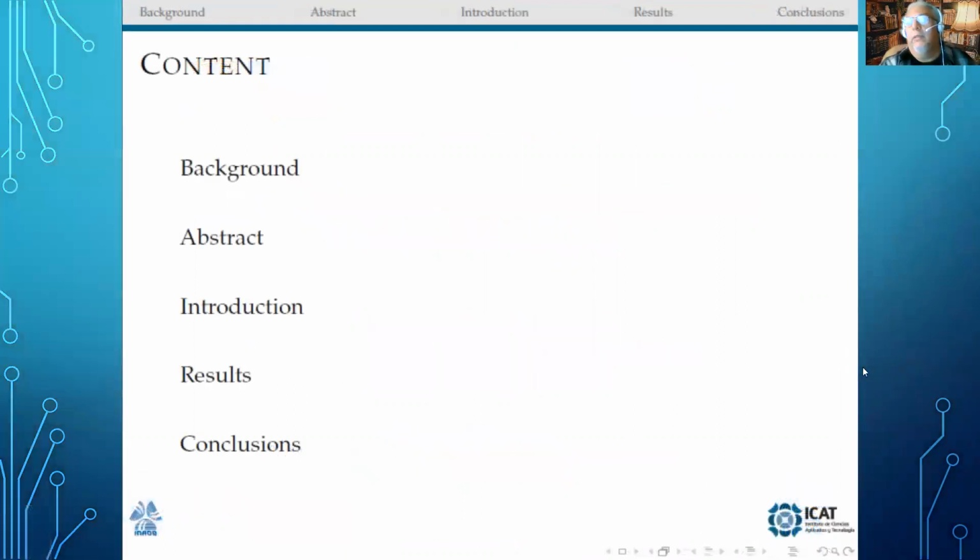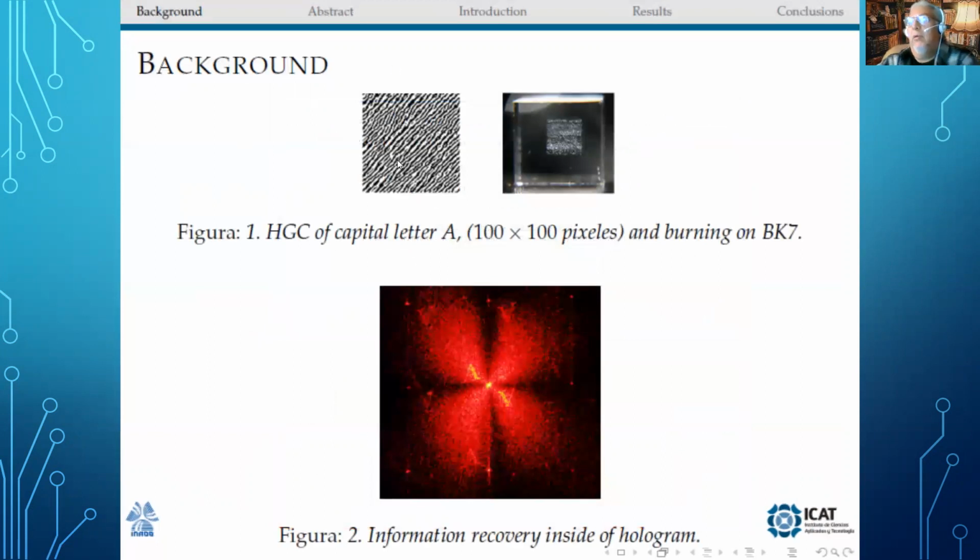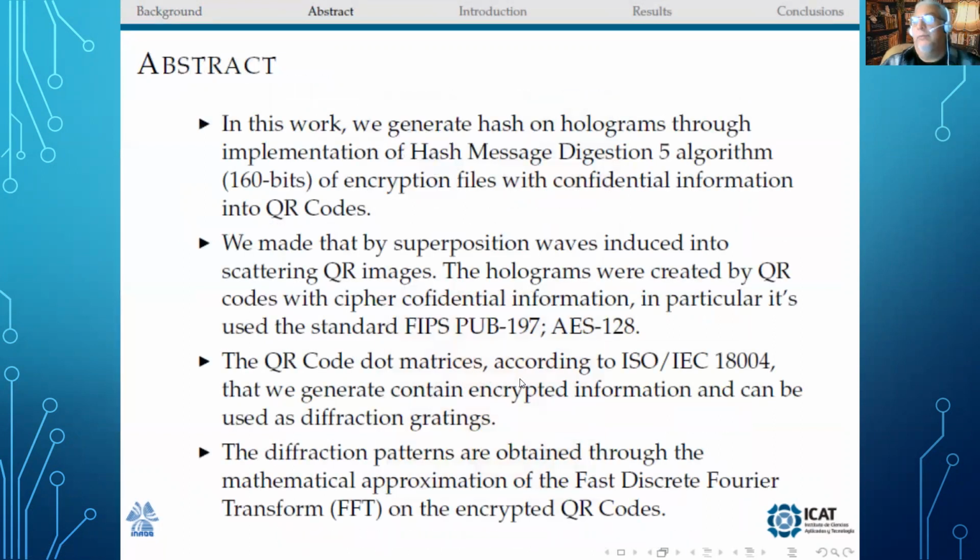Well, this is the content of the talk. The background: we have two articles. One is from 2015, optical damage as computer-generated hologram recording mechanisms, but with this article we don't have any techniques of cryptography. The feasibility of the work is that we have the hologram, we can engrave it inside of the BK7, and we can recover the information.